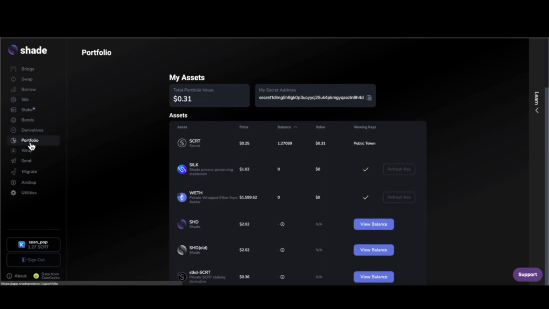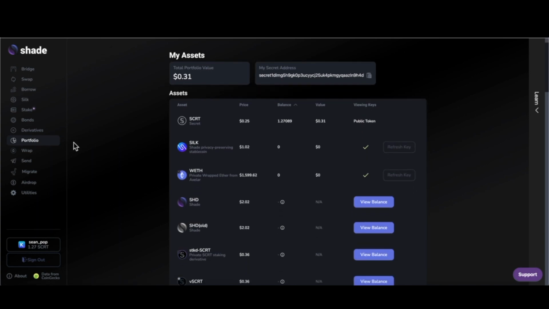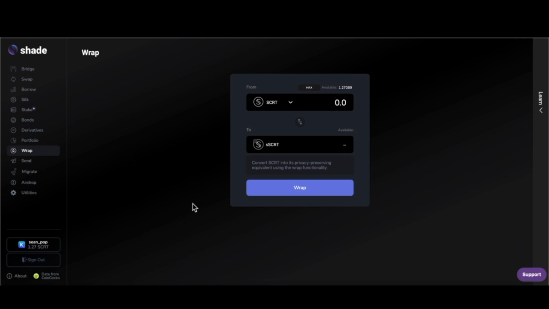Next on the menu is the portfolio. And this page is pretty simple, just like it sounds. Once your wallet is connected, this is a dashboard where you can see all of the assets that you're holding with that associated address.